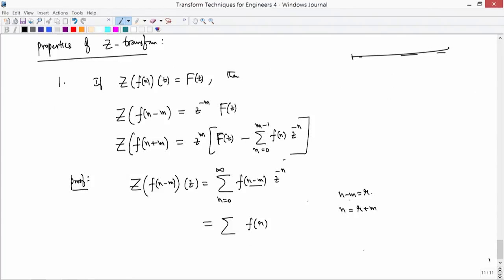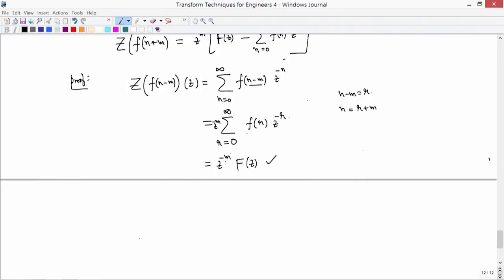So what is r? If I put n equal to 0, r runs from minus m to infinity. Negative values of the function are 0, so it is running from r equal to 0 to infinity. The values of f at negative integers are 0 anyway, so I need not write them. So r is from 0 to infinity, and you have z power minus n, which is r plus m. You can write z power minus m outside, so this is simply z power minus m times capital F of z. So this is exactly what you want.